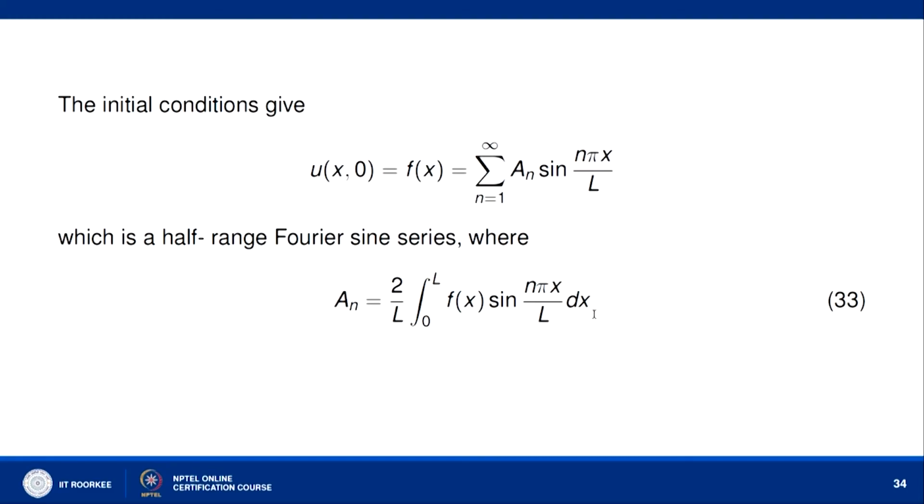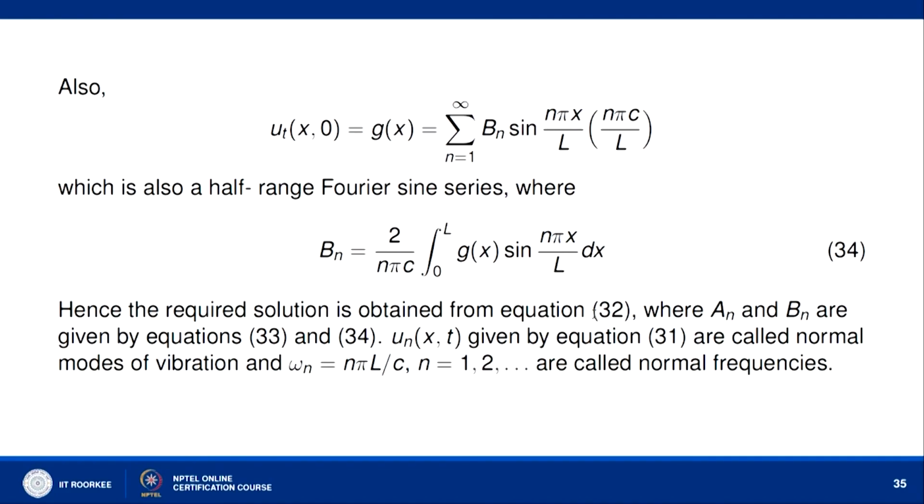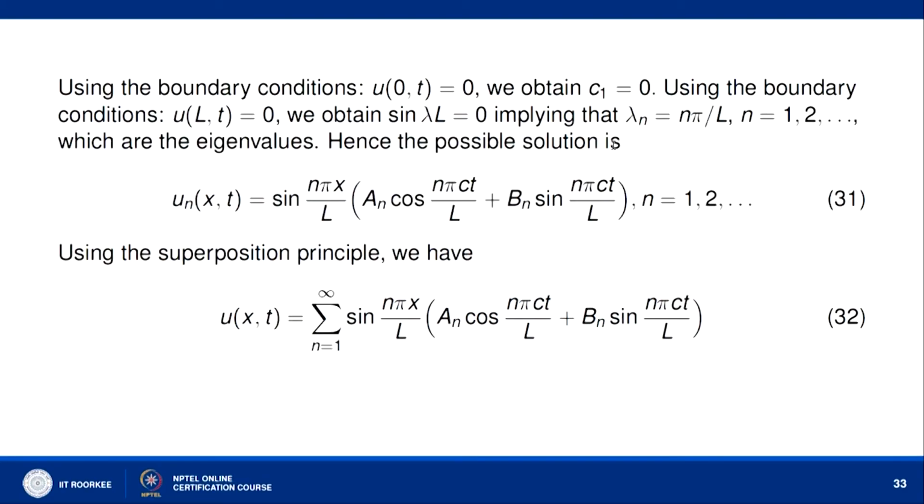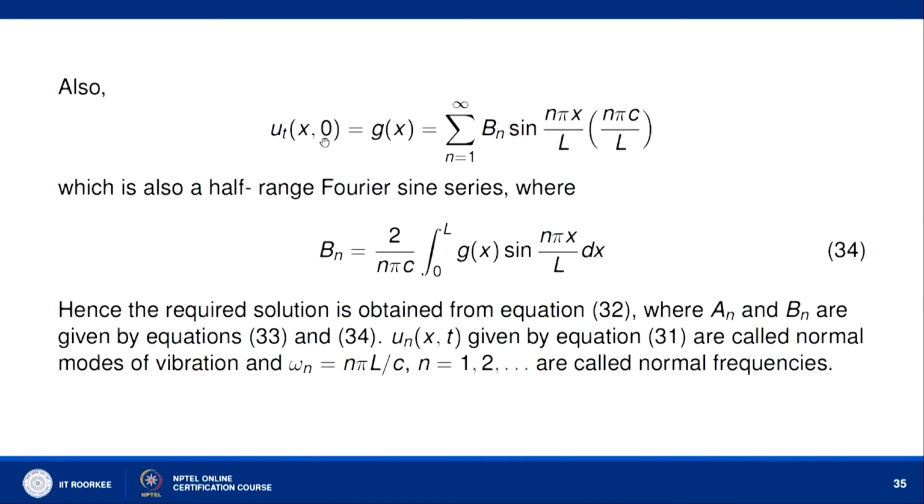Similarly, using the next condition, that is u t x 0 equal to g of x, you can get it from summation n equal to 1 to infinity b n sin n pi x by L into n pi c by L. That we have obtained from this equation: you differentiate with respect to t and put t equal to 0, and you get u t x 0 equal to summation b n sin n pi x by L into n pi c by L. Now, this value is given as g of x. Again, using the orthogonality property, we can write b n as 2 by n pi c integral 0 to L g x sin n pi x by L dx.